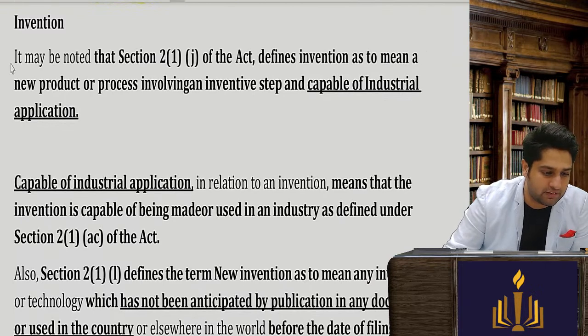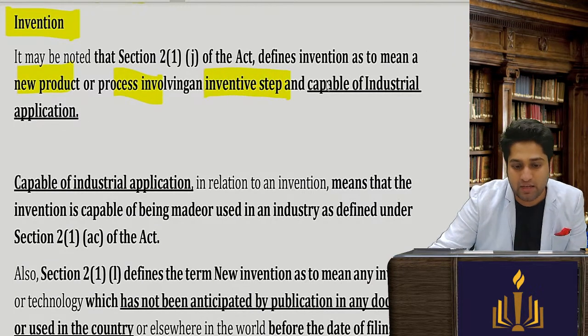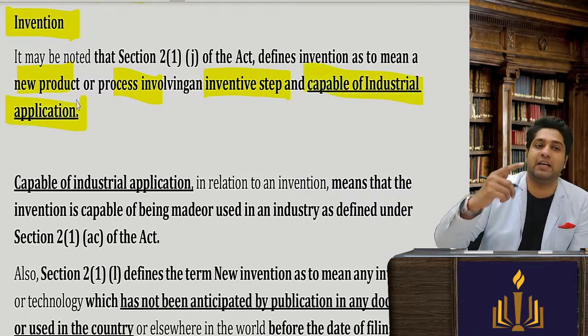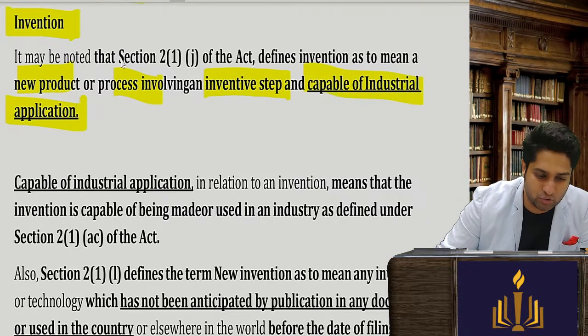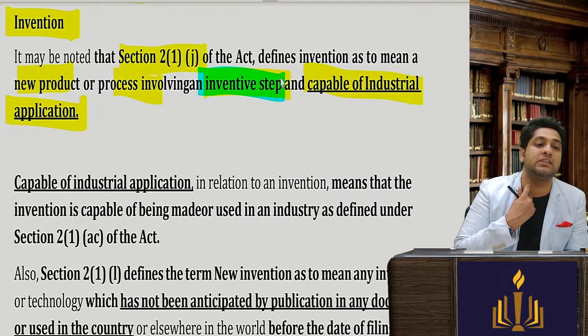Invention, we saw. Invention means it should be a new product or process involving an inventive step and capable of industrial application. We had done that. It was section 2(1)(j). An inventive step was in 2(1)(ja).